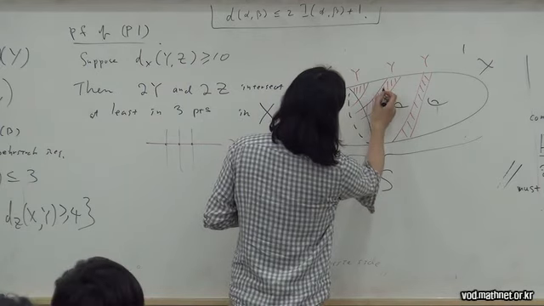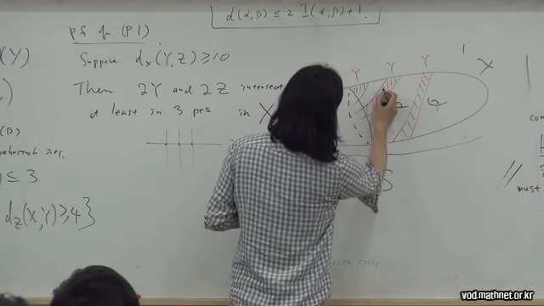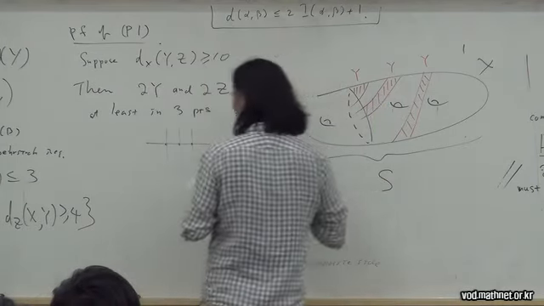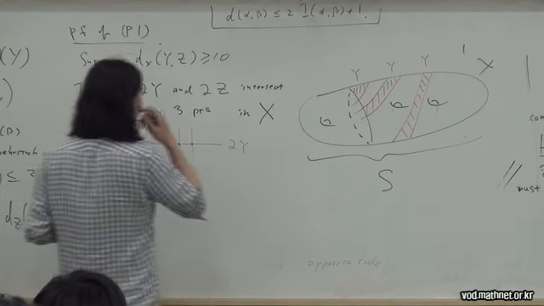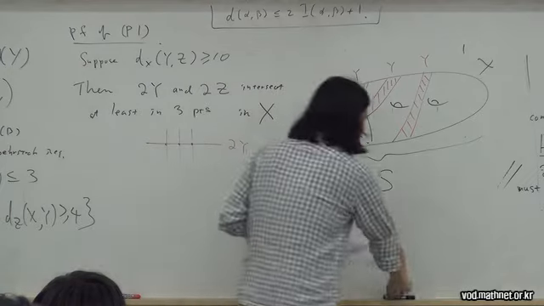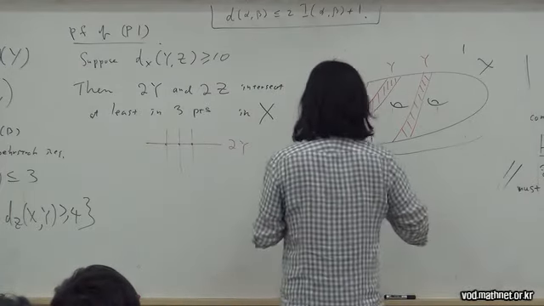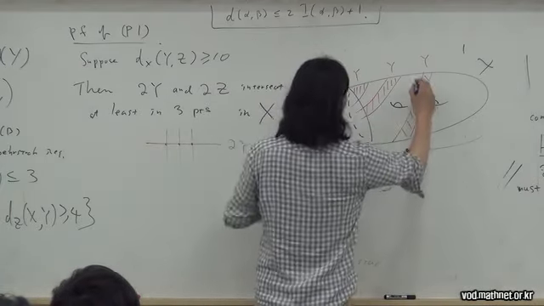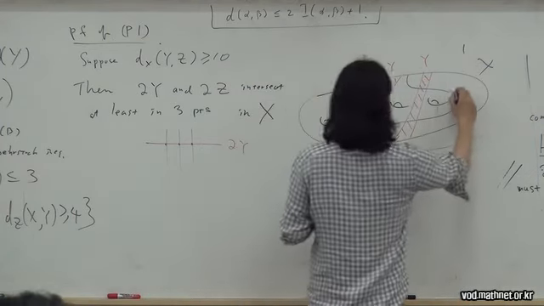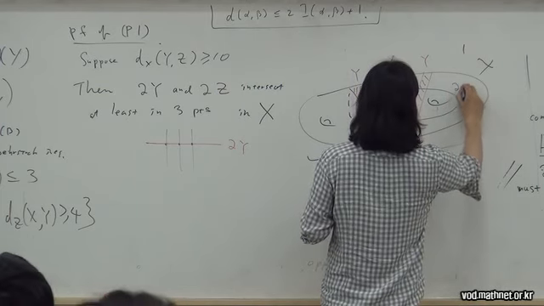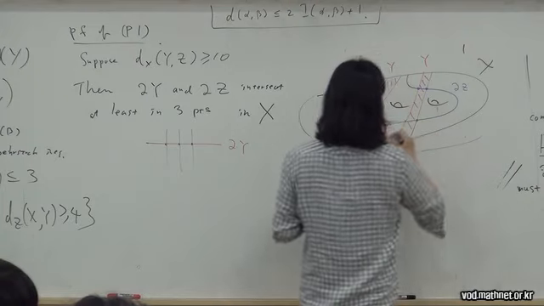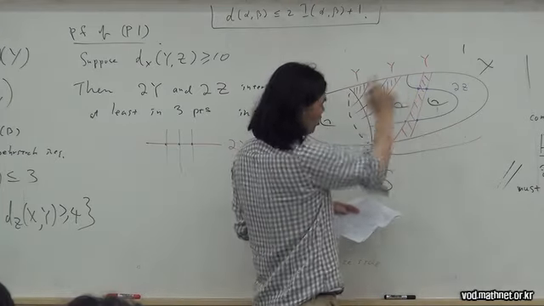Anyway, so it's intersecting. Okay, so at these 3 points, my point is that this is going to be a boundary of Z. So, okay, in this picture, boundary Y and boundary Z are intersecting in 4 points.